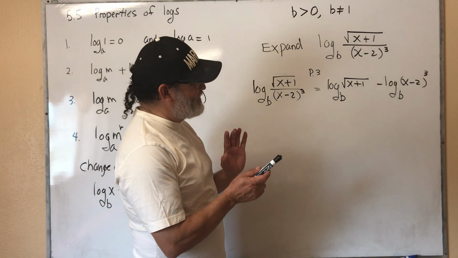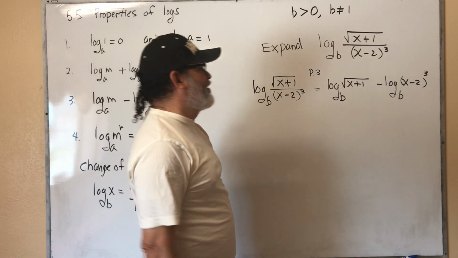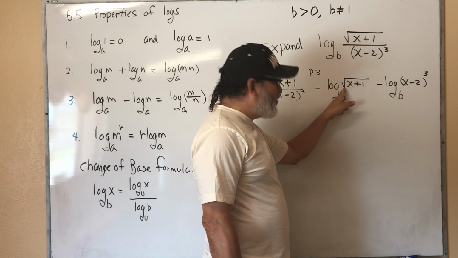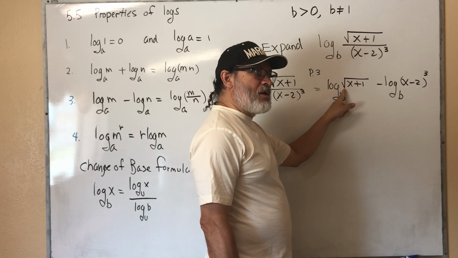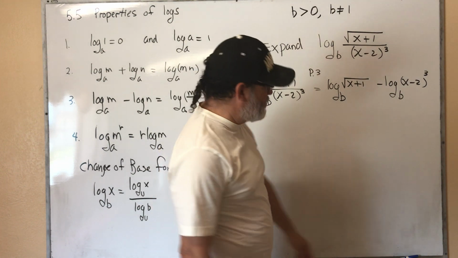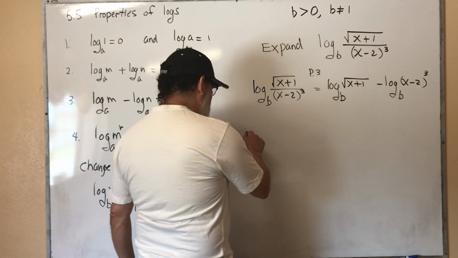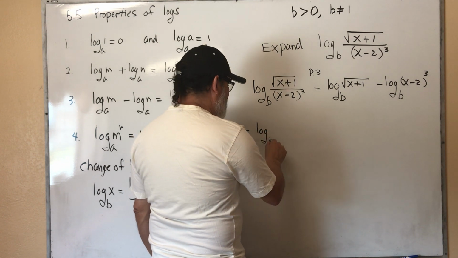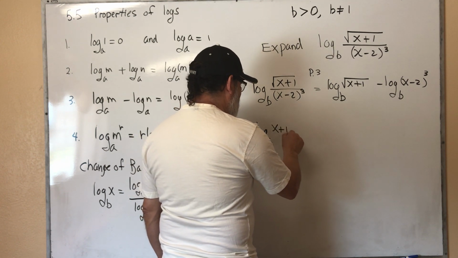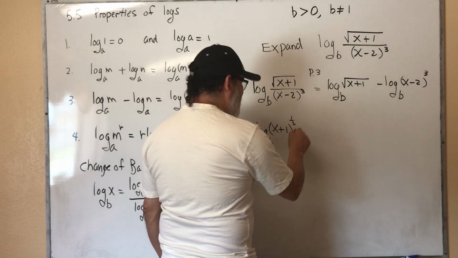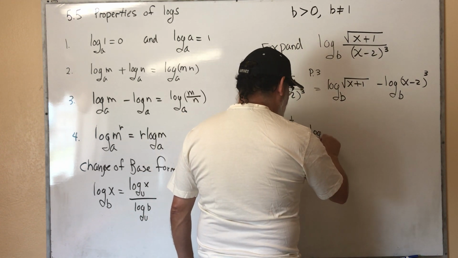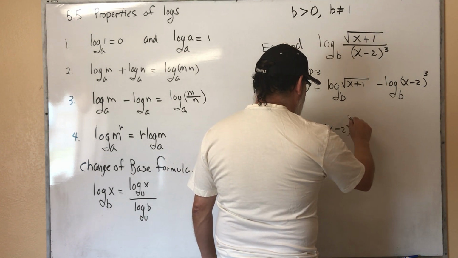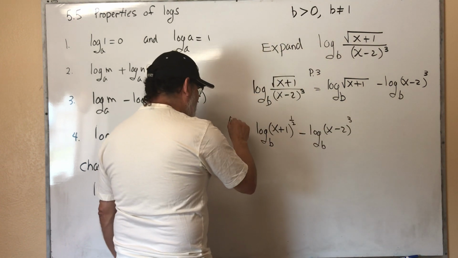Okay. Now, by algebra, we can make this radical into a power. So this equals log base b of x plus 1 to the half minus the log base b of x minus 2 to the third, and this is just algebra.